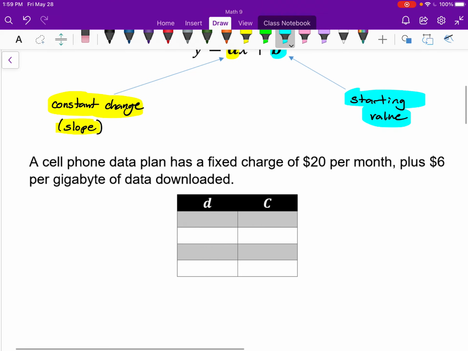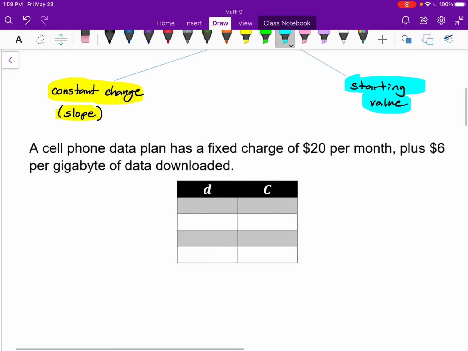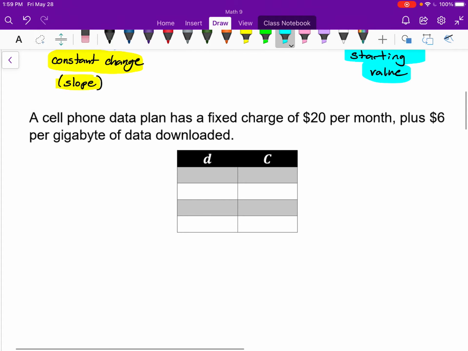And so again, let's look at an example here. A cell phone data plan has a fixed charge of $20 per month, plus $6 per gigabyte of data downloaded. So what do I want to do with this? Well, first, let's create a table where, again, I want D to represent data downloaded and C to represent the cost, the overall cost per month.